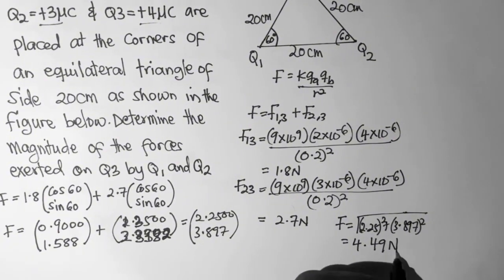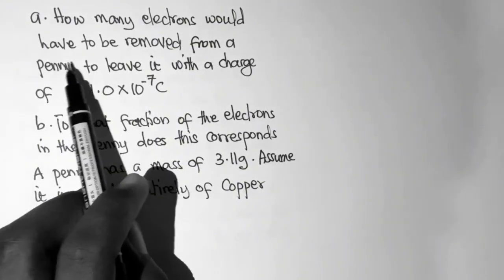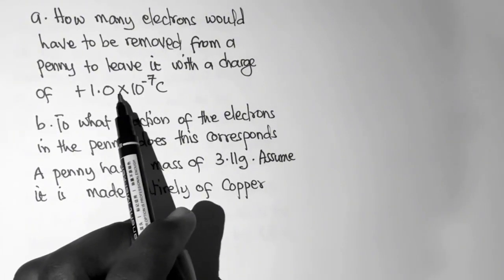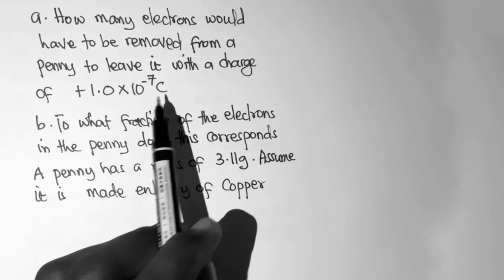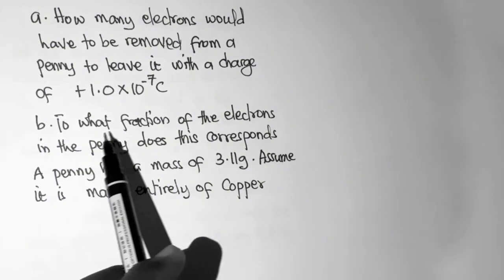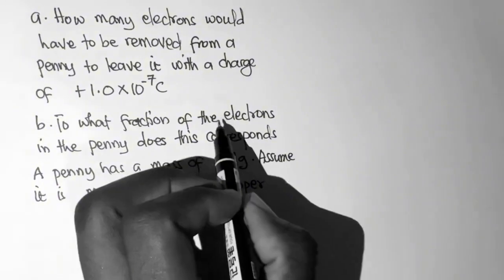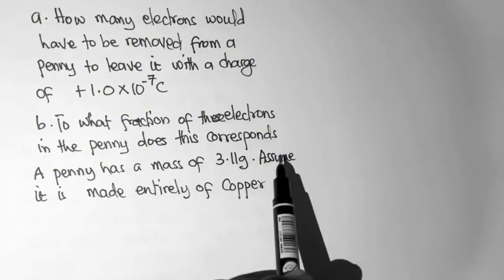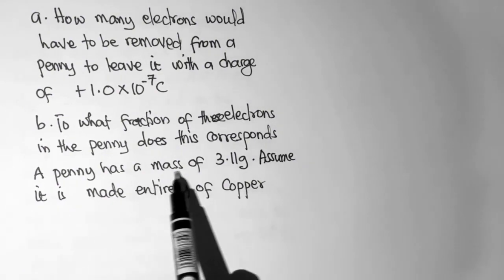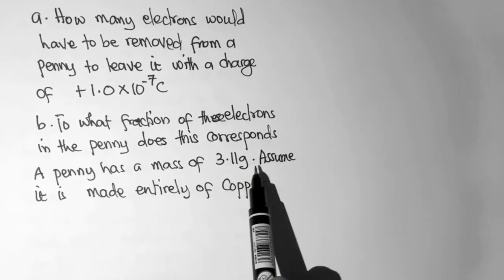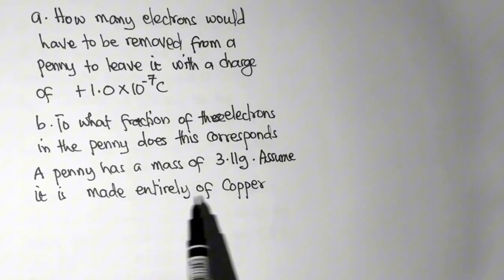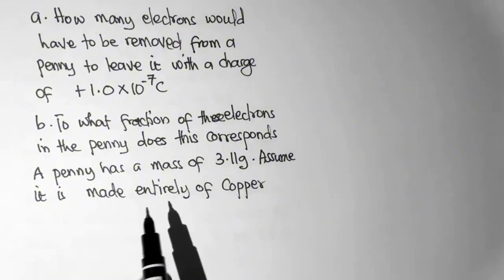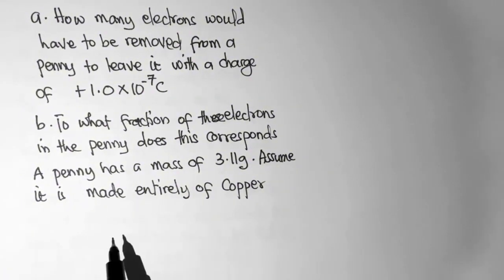How many electrons will have to be removed from a penny to leave it with a charge of plus 1.0 times 10 exponent minus 7 coulombs? And then part B says, to what fraction of these electrons in the penny does this correspond? The penny has a mass of 3.11 grams, and we must assume that the penny is made entirely of copper. So we know that the electron charge is a conserved charge.